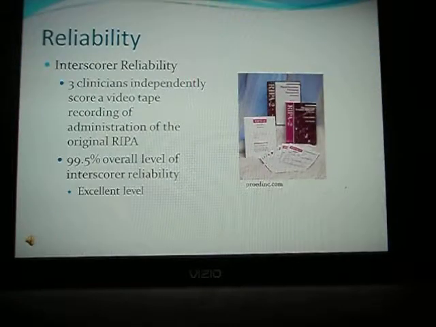The reliability for this test is interscorer reliability. 3 clinicians independently scored a videotape recording of the administration of the original RIPA. Overall level of interscorer reliability is 99.5%, which is an excellent level of interscorer reliability.